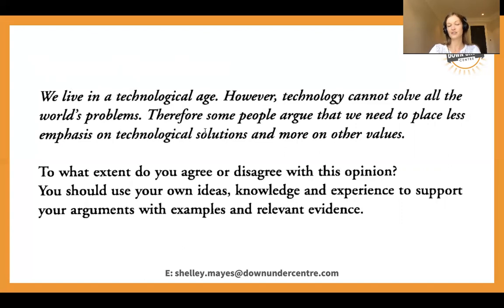Then we have the actual question. To what extent do you agree or disagree with this opinion? This may be phrased as, do you agree, or what is your opinion, or do you agree or disagree, or any words to that effect.